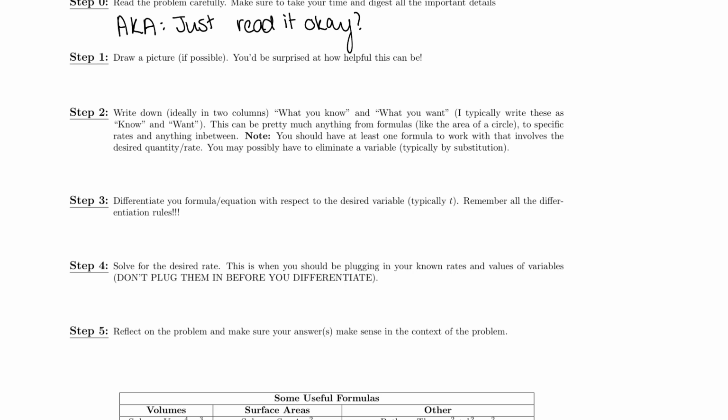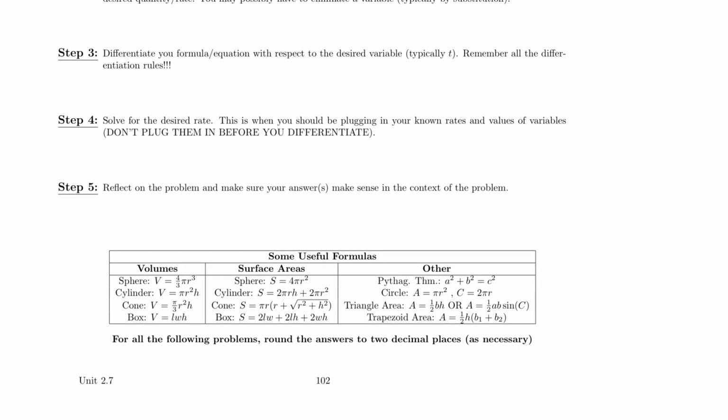So I'm going to show you how this process looks. Here are some useful formulas. These are just formulas that get used in related rates a lot. Pythagorean theorem, you're going to see a lot. Circles. Here's the area of a triangle. Here's a different area of a triangle. Here's the area of a trapezoid. Surface areas, volumes. You see all of these formulas get used in related rates problems.